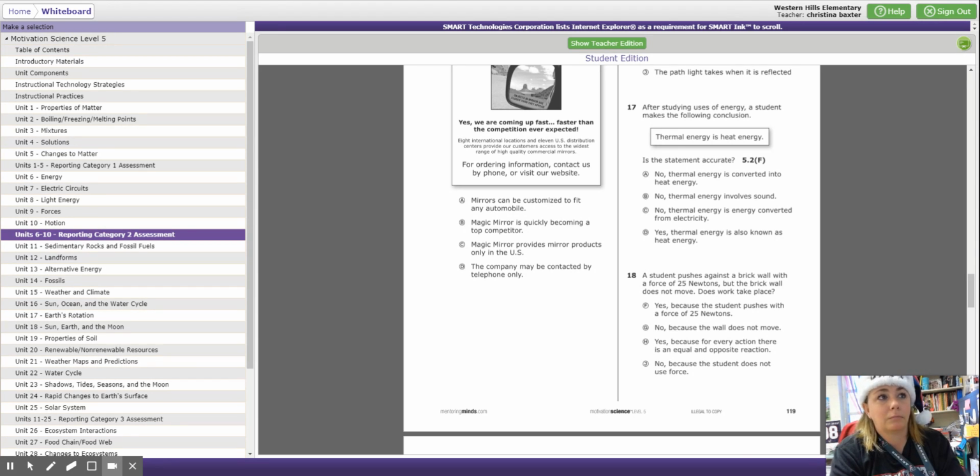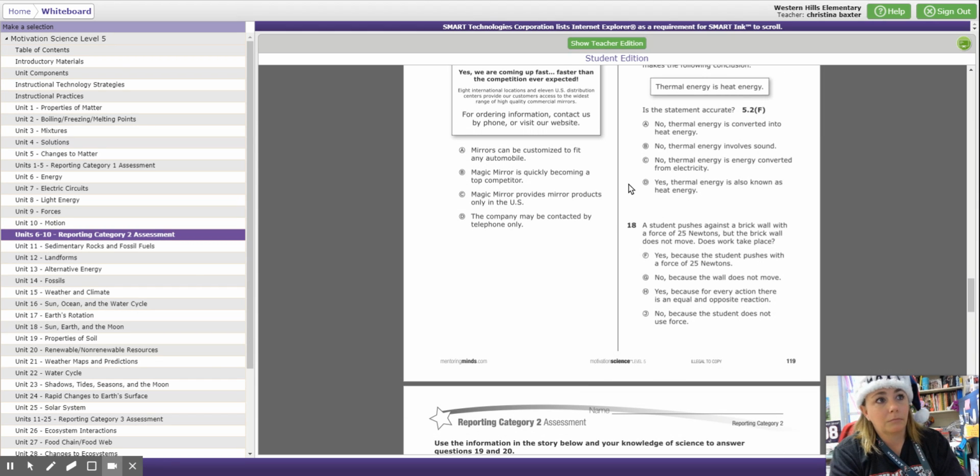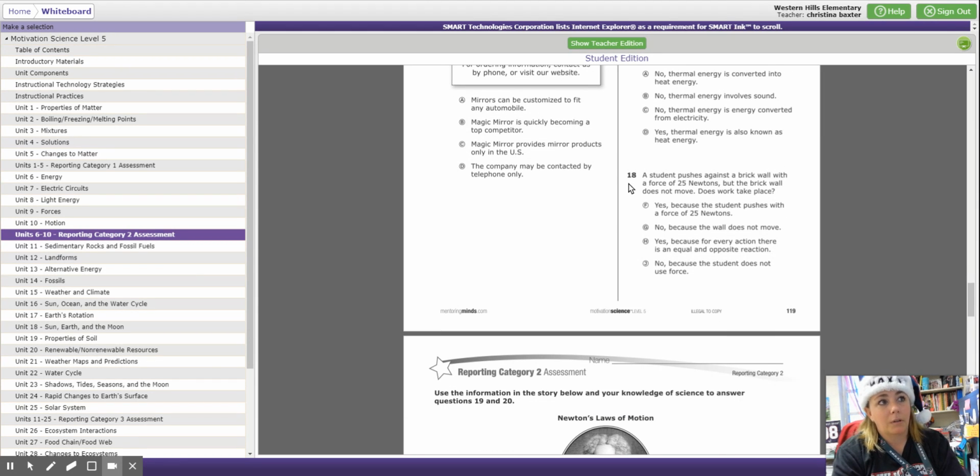Number 18. A student pushes against a brick wall with a force of 25 newtons. But the brick wall does not move. Does work take place? F. Yes, because the student pushes a force with 25 newtons. G. No, because the wall does not move. H. Yes, because for every action there is an equal and opposite reaction. J. No, because the student does not use force.